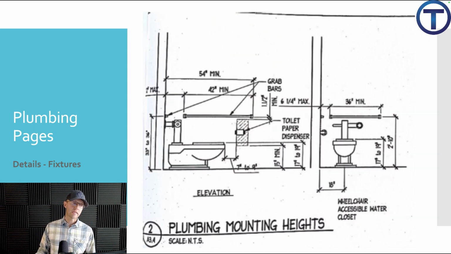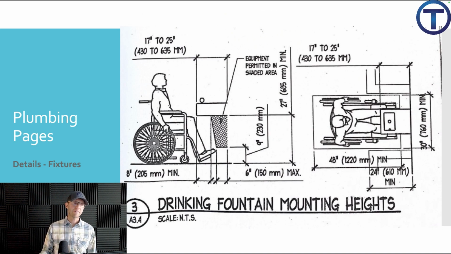Toilets are similar. You'll see here, this is A3.4. Once again, we're looking at architectural pages, and there's things that we don't really need. Like, I don't install the grab bars, but I definitely install the toilet, and I definitely have to meet those requirements for height, for distance from the walls, and all of that stuff. Here we have a drinking fountain detail showing how high it needs to be for handicap accessibility.